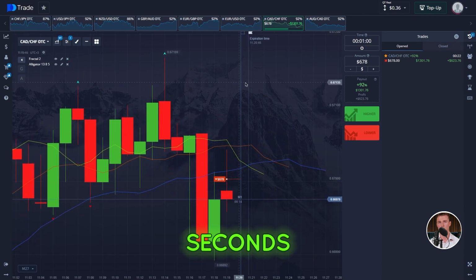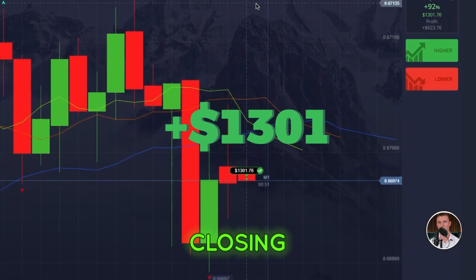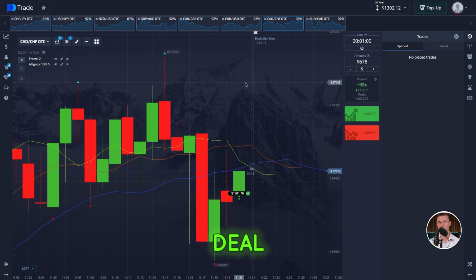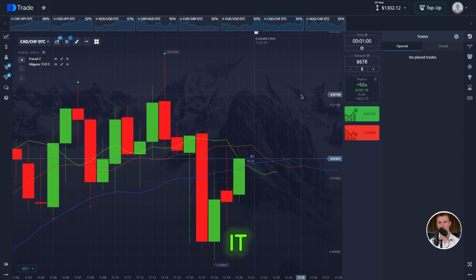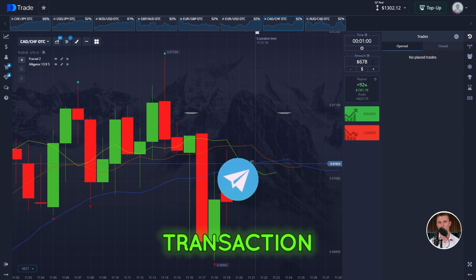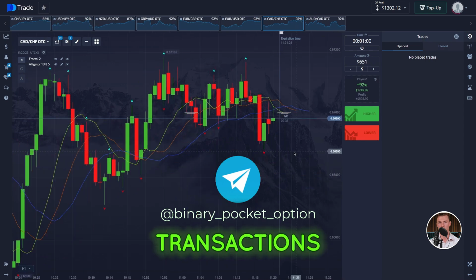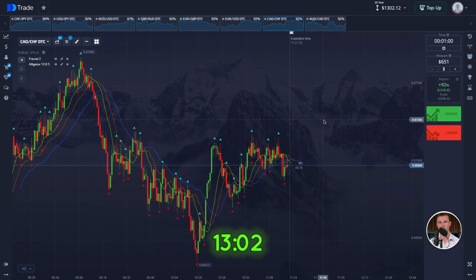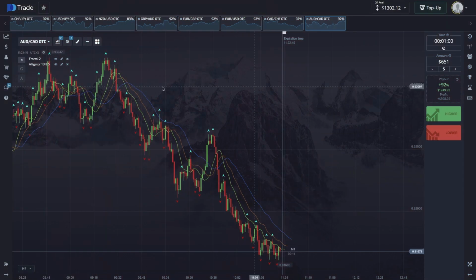We have around 20 seconds left. And our next deal is closing in A+. We opened the deal on time, at the correct opening level, and it fixed positively for us. Let's change the amount of the transaction value, put 651 and open transactions in the amount of 1302. Let's start and select the next currency pair.